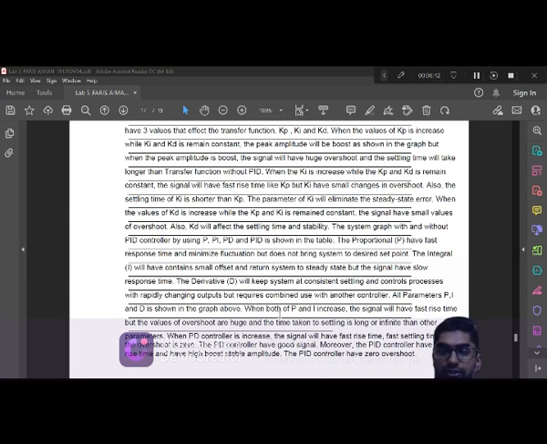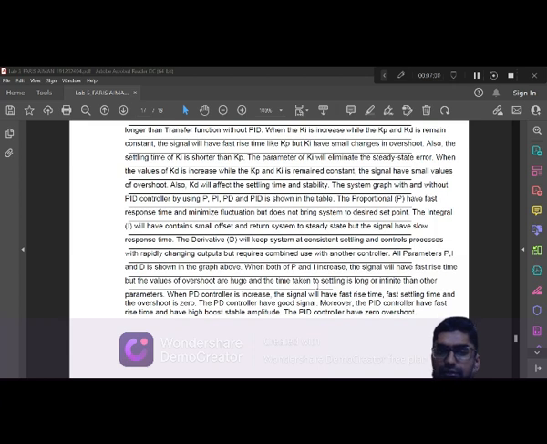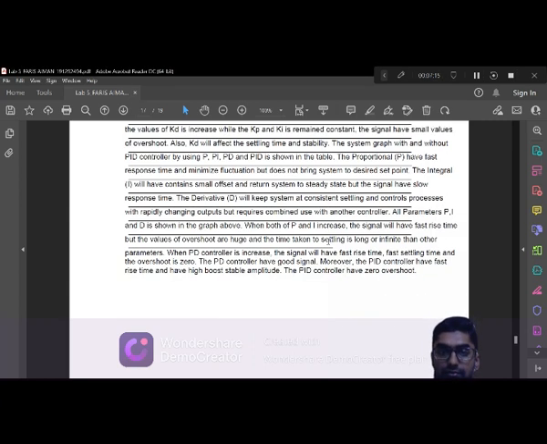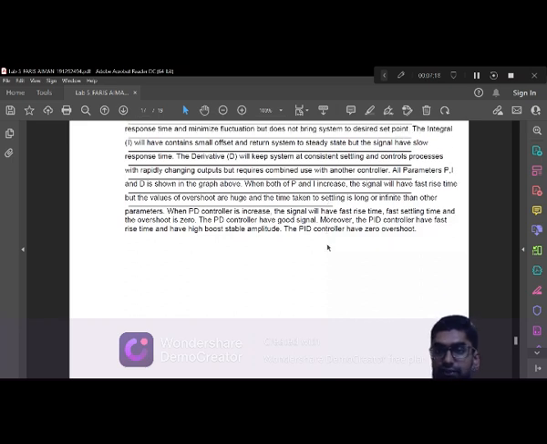When both P and I increase, the signal will have a fast rise time, but the value of overshoot is huge and the time taken to settle is long. When the PD controller is used, the signal will have a fast rise time, fast settling time, and the overshoot is also zero, so the PD controller gives a very good signal. Moreover, the PID controller has a fast rise time and a high boosted stable amplitude. The PID controller has zero overshoot.